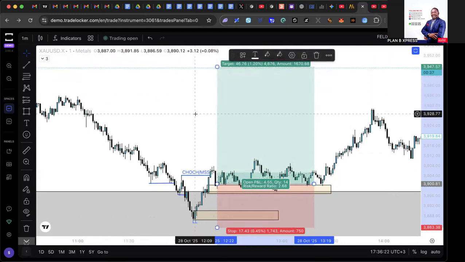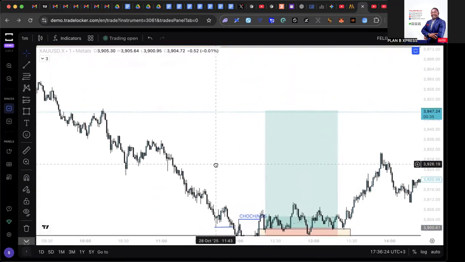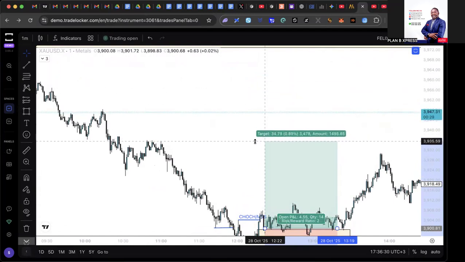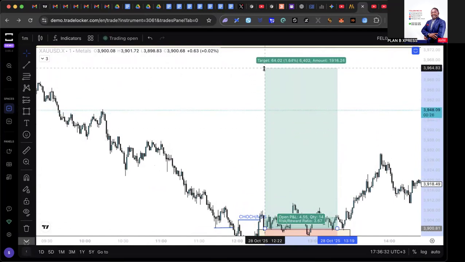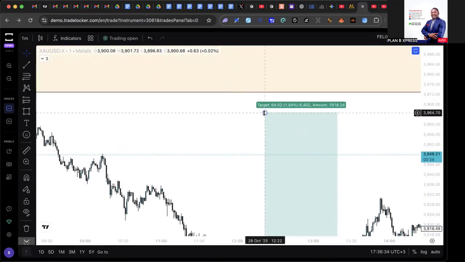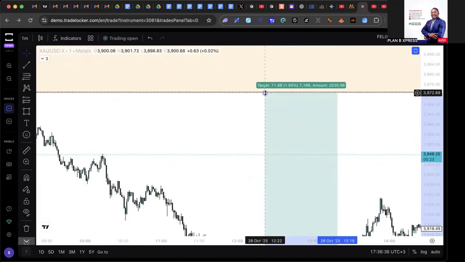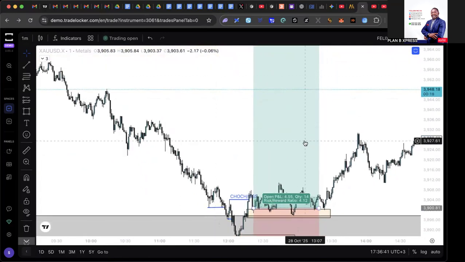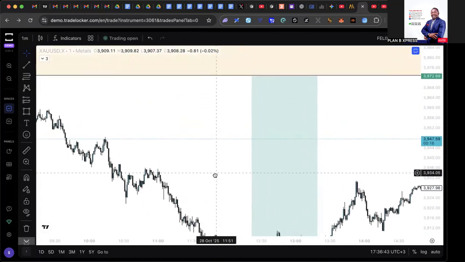Minimum of 1:3 risk reward. But first, you are going to be targeting 1:2 risk reward, which is your first take profit. But I DCA my entry, so I will now target this other block. Now, this other block will give you how much risk reward? This is 1:4 risk reward.